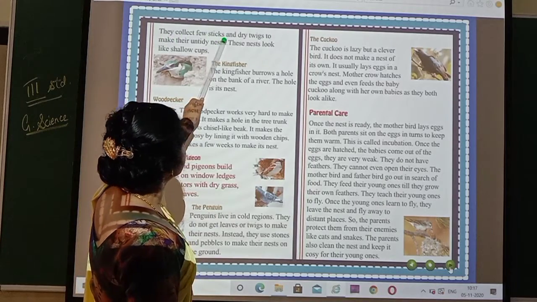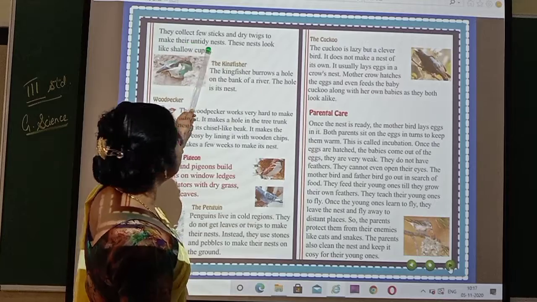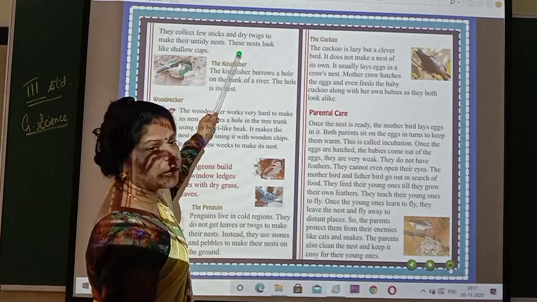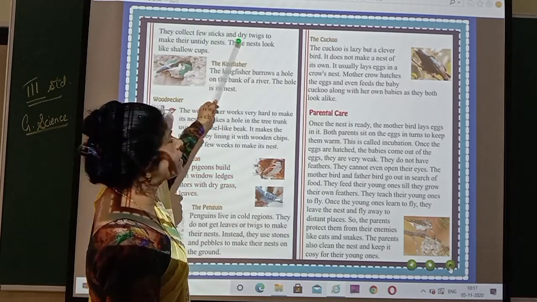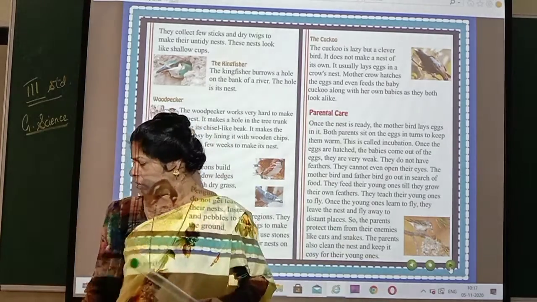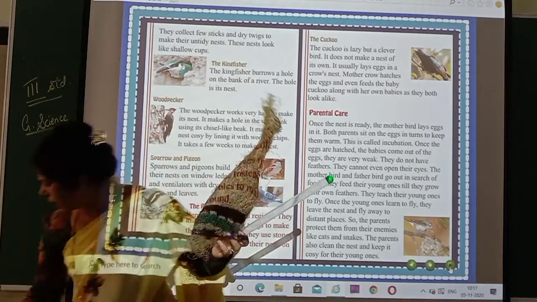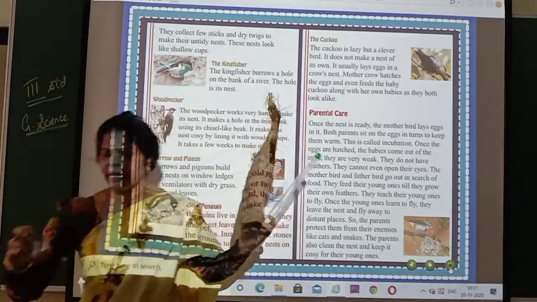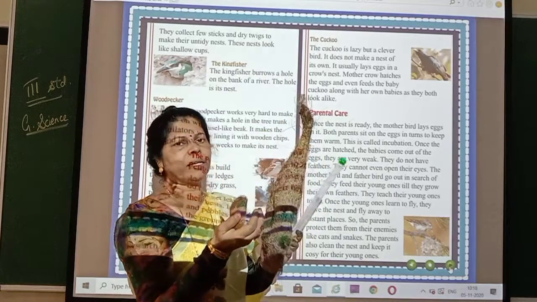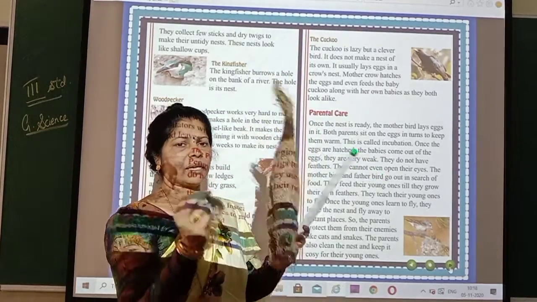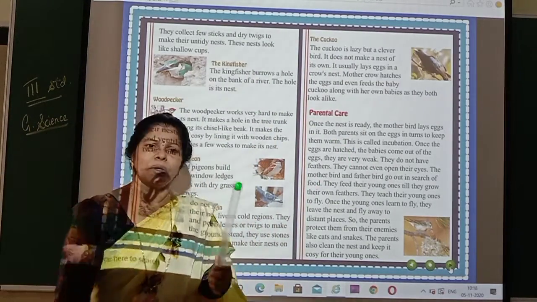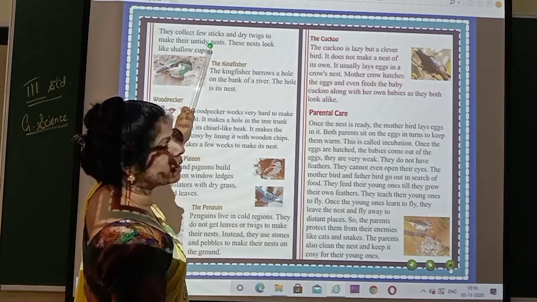They collect a few sticks and dry twigs to make their untidy nests. The vulture and the eagle, what do they do? They construct the nest using sticks and dry twigs. But the nest will not be clean. As you have seen how the weaver bird's nest is done, it is done very clearly in a very proper pattern, isn't it? But the vulture and the eagle, what do they do? They don't construct a nest like this. Got it? They construct in a very different way which is not good to see. That is why it is an untidy nest.